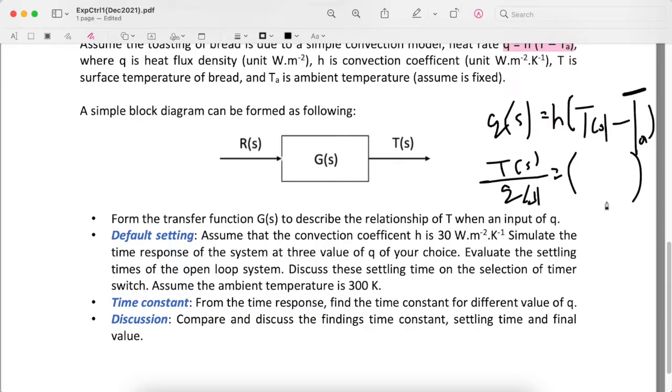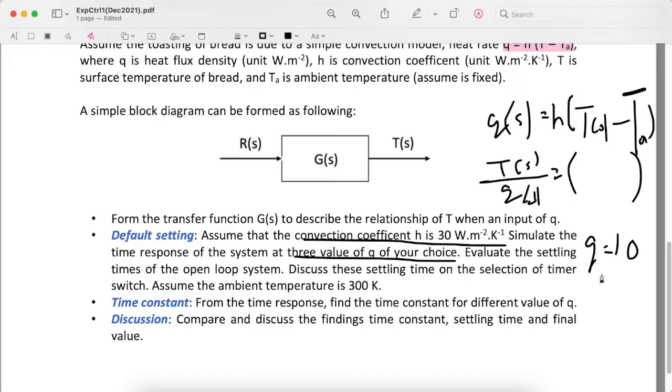Once you have your transfer function, what you need to do now is to assume H equals 30. First you rearrange this, then only you insert this value H equals 30 into your equations. Your group may have 3 to 4 persons, so each of you may contribute one value. You may try with Q equals 10, let's say.